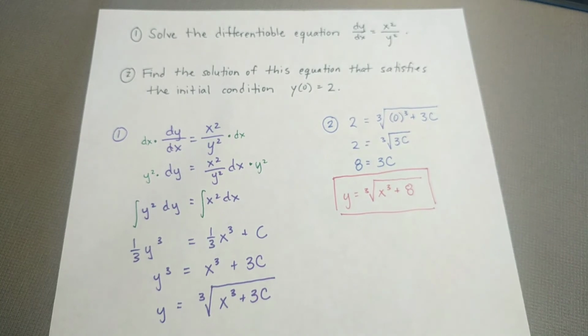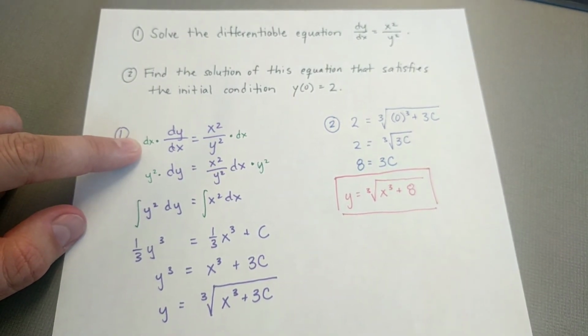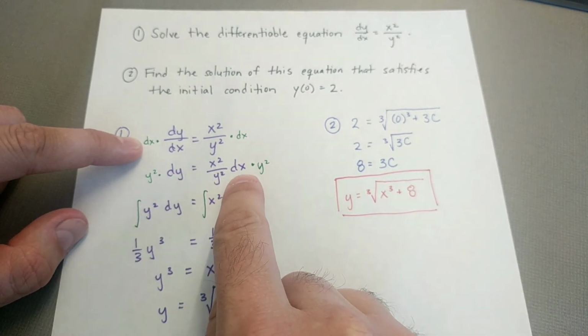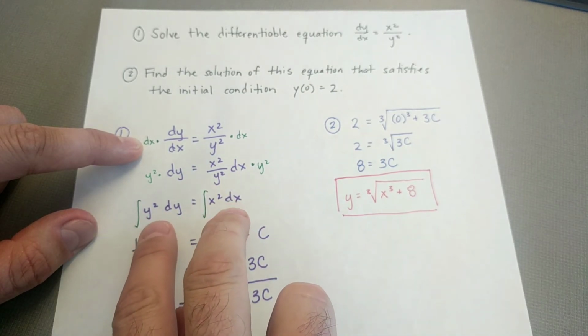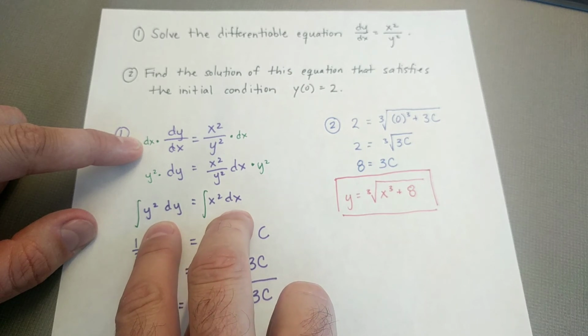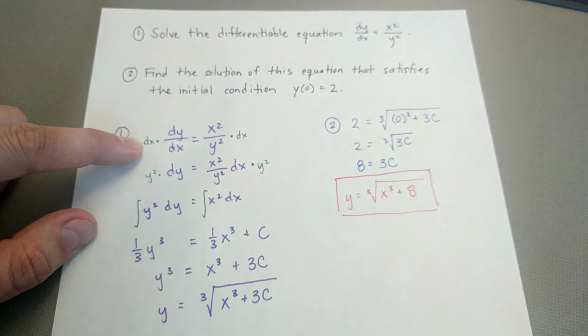So to recap, first thing to do is get your x's and y's on different sides, and you want it to be times dy and times dx. You do not want divided by, because when you go to integrate, you want the dy dx to be in your numerator. So it's okay if you had y squared in the denominator or x squared in the denominator. If that ends up happening, that's fine, but you don't want the dx in the denominator.